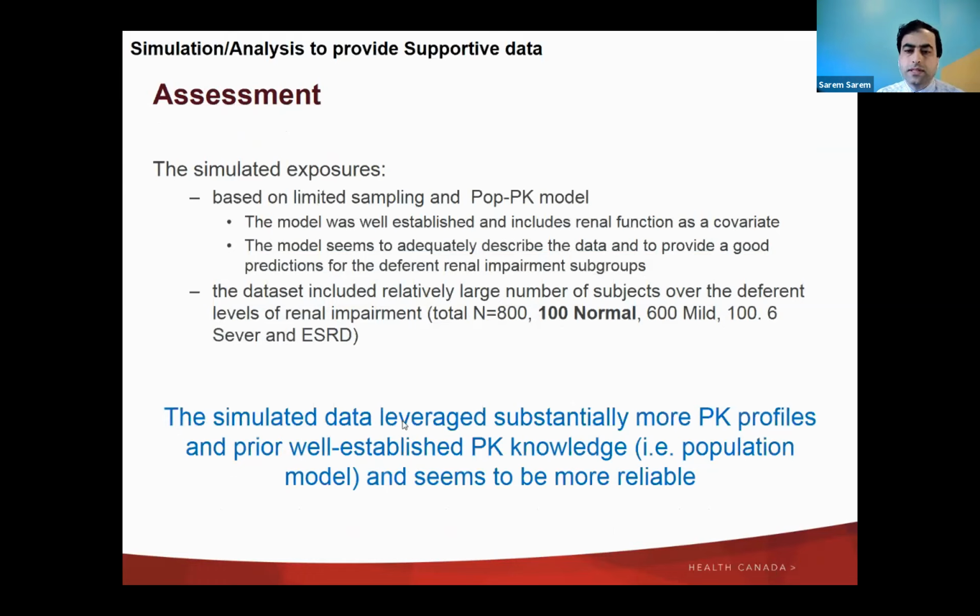And you can see clearly here that we have a good distribution between the different subgroups. We have at least 100 subjects instead of 2 for the normal renal function subgroup. So in this case, I think the use of modeling and simulation was even more reliable than the observed data. And the question will always be, could we use the simulation instead of the clinical data? I think this is an example where the use of modeling and simulation is even better.